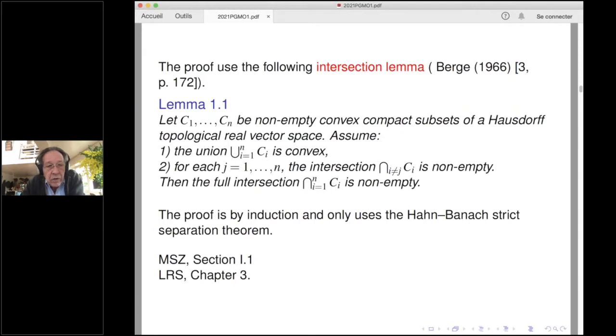It's clear if you have two sets, and you assume that they are non-empty. If the union is convex, then the intersection has to be non-empty, because otherwise you use the strict separation theorem. In fact, the proof of this lemma is by induction on N and uses only the strict separation theorem of compact and closed convex sets. I am not going to prove this, it's quite elementary. References: MSZ is Mertens, Sorin, Zamir. LRS is Laraki, Renaud, Sorin.